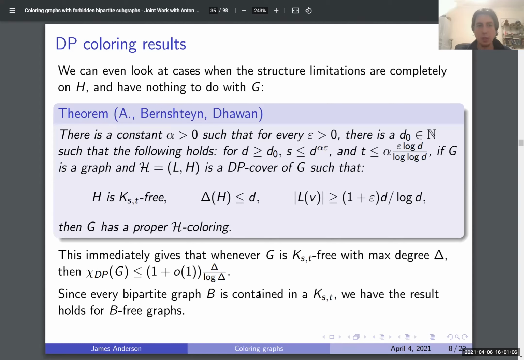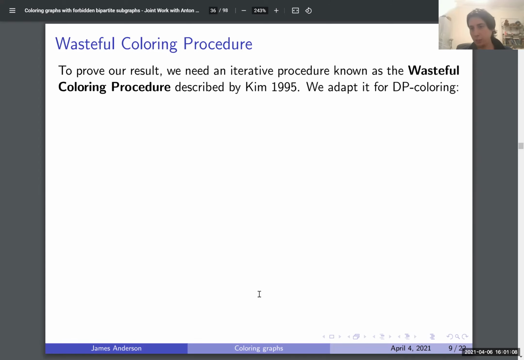Okay, so how do we actually prove this theorem? What we're going to need is an iterative procedure known as the wasteful coloring procedure, described by Kim in 1995. And so we've adapted it here to be in the notation of DP coloring. And so essentially what this procedure does is you input a graph and it will give you a partial coloring.